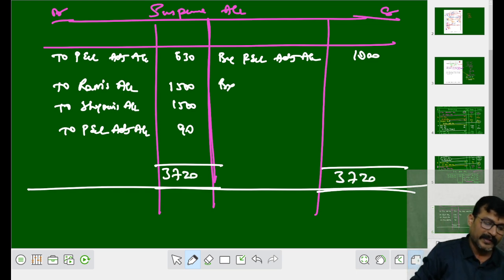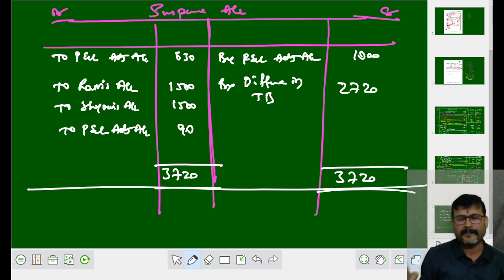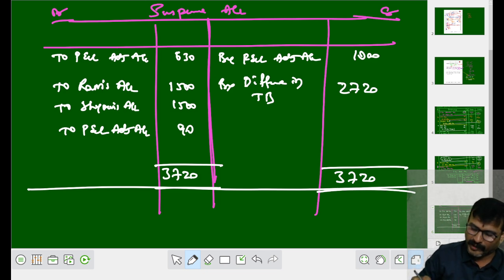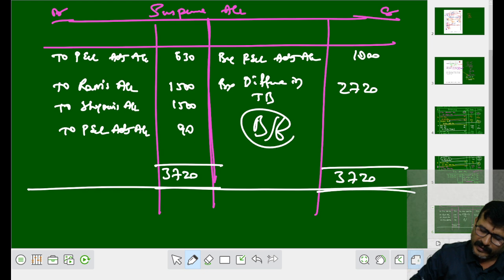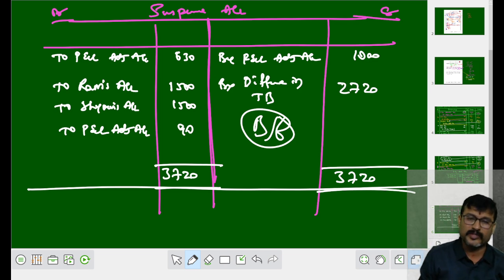Difference is, we can write difference in trial balance. Difference in what? Difference in trial balance. That is 2720. Sir, is it necessary to pass any entry? No, not required. Okay, that itself is your balancing figure. It can be written as a difference, or else you can go for carry down and brought down. Okay, my dear student, this is how we have to solve this problem.